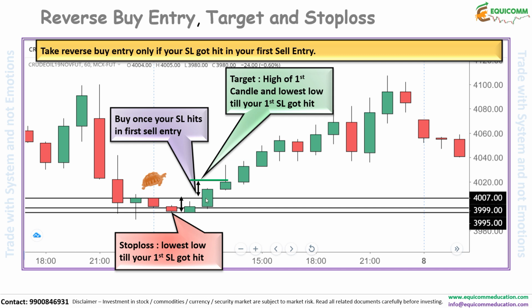But you have to go with double the quantity of your first quantity. If you sold with one quantity, go with buy with two quantity. If you sold with two quantity, go with buy with four quantity. Your quantity should be double your first sell quantity. And you buy only when your SL hits in your first sell entry, otherwise do not buy.